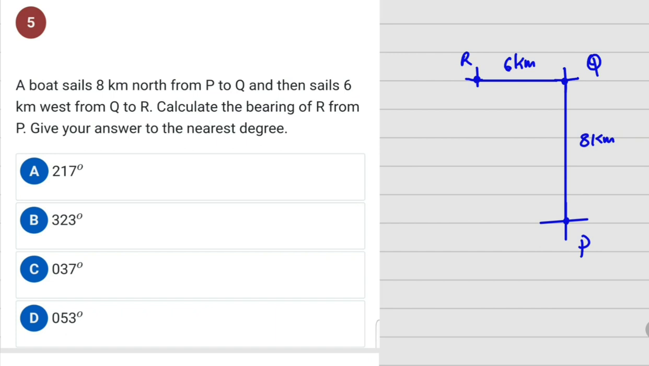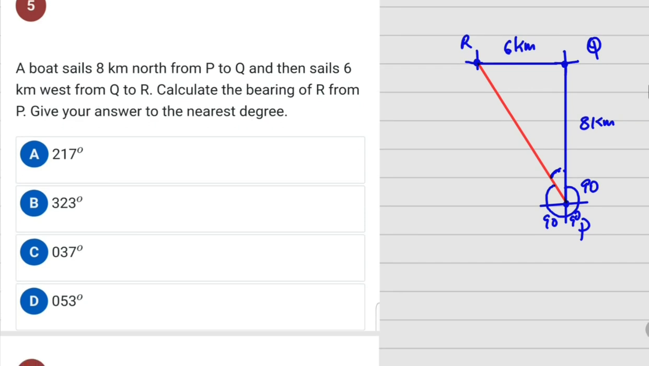Now, since we are asked to find the bearing of R from P, we have to join R and P. The bearing of R from P will start from the north of P down to the line that joins R and P. Remember, this is 90 degrees, this is 90 degrees, this is 90 degrees, and we don't know this place. Once we can find this, we just subtract from 360. You don't even have to put your 90 degrees, you may not use it, because we have a shorter way.